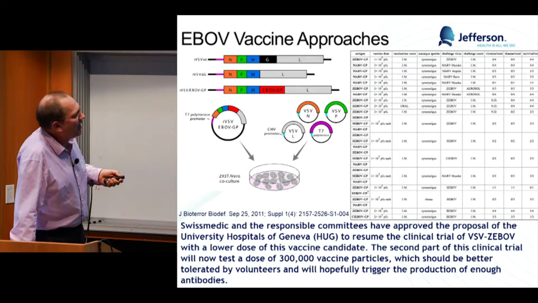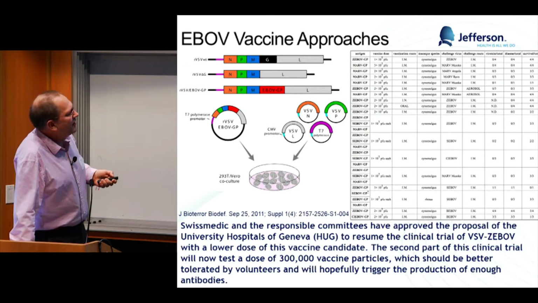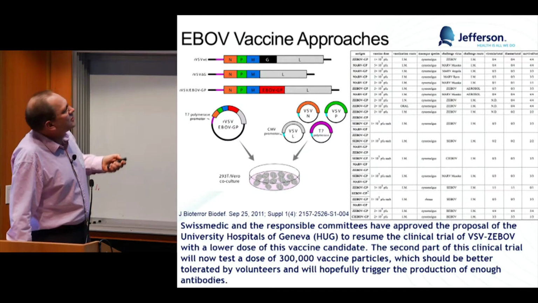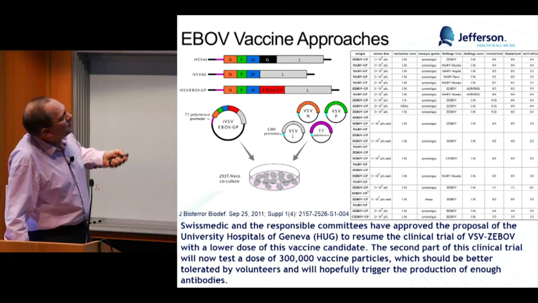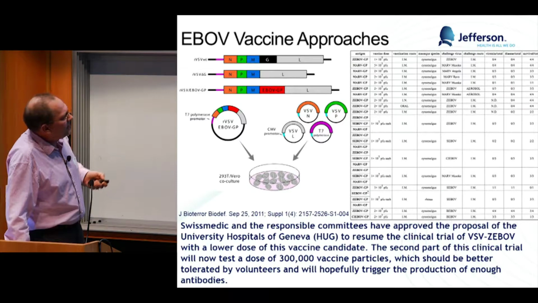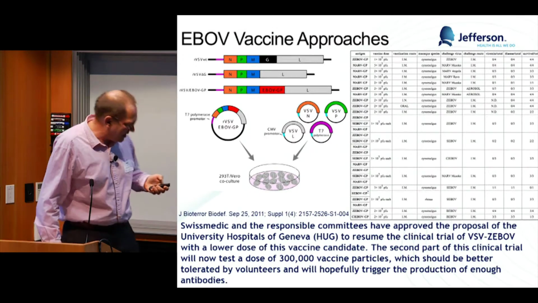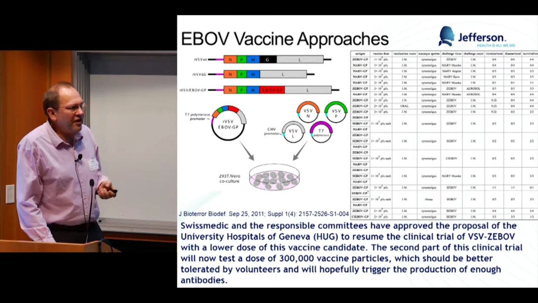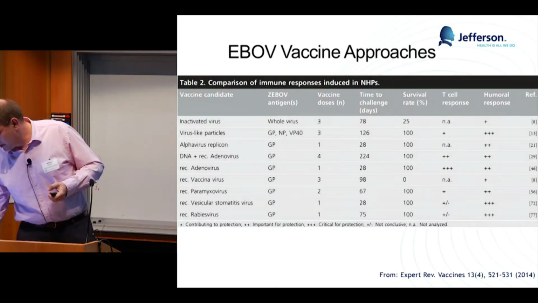So in the second part of the clinical trial now, they go back from 5 times 10 to the 6 to 300,000, so 3 times 10 to the 4. So that's certainly a 100-fold difference to that. So we have to see how the antibody responses are, but we don't have any information on that yet.